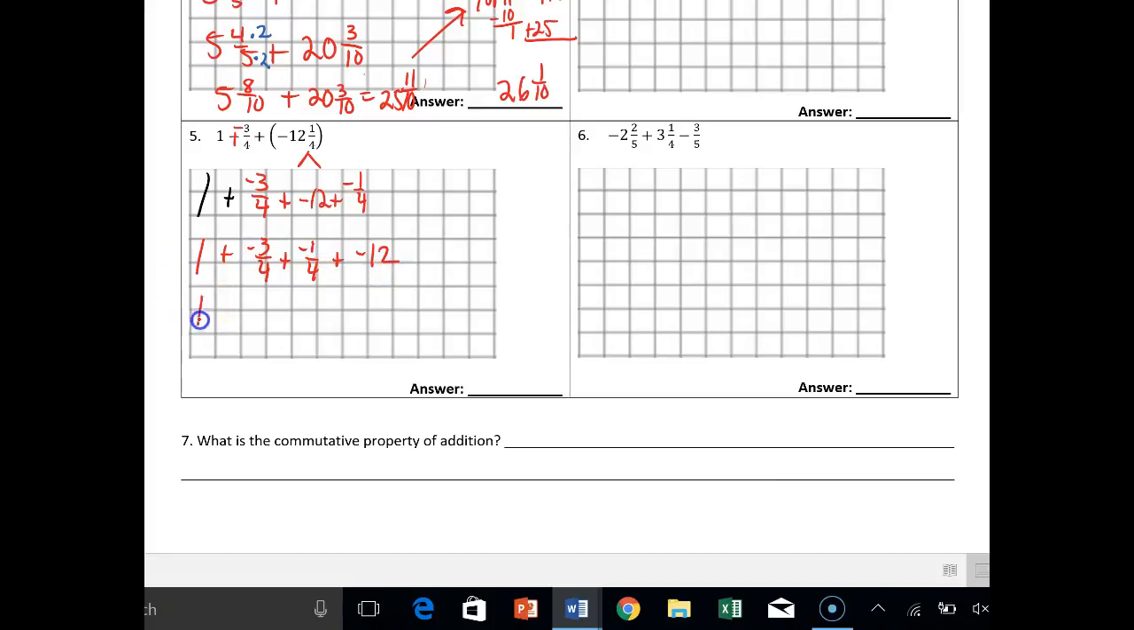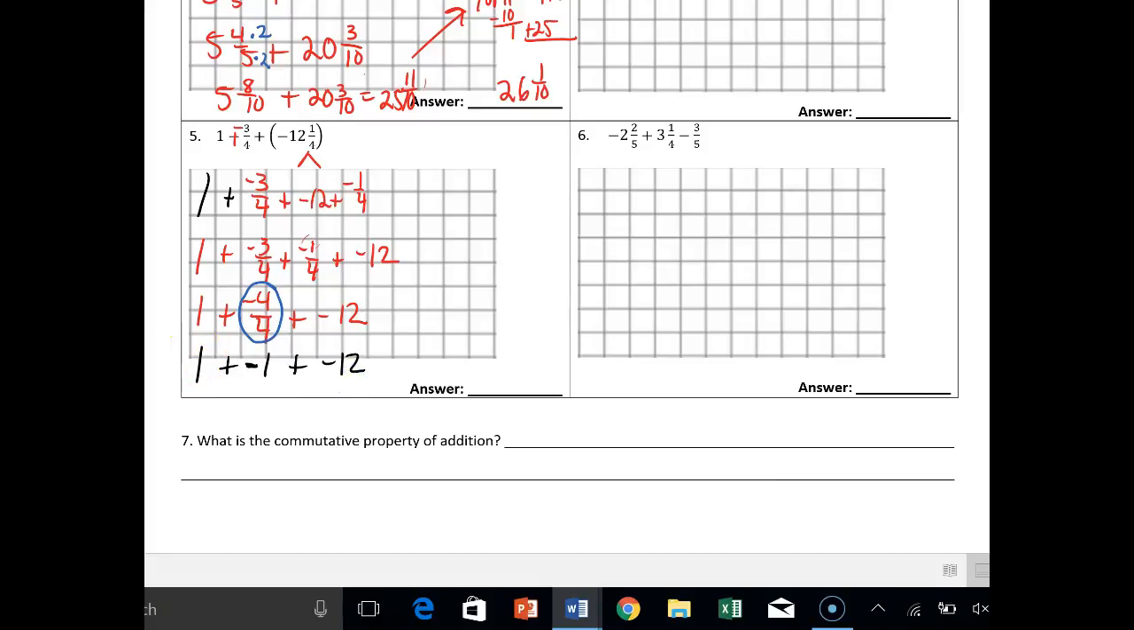All right, and we can say 1 plus, what is negative 3 plus negative 4? Since they have common denominators, that's negative 4 over 4 plus negative 12. Well, this right here, negative 4 over 4, is just negative 1, right? Because it's a whole number with a negative sign, so negative 1. So we have 1 plus negative 1 plus negative 12.